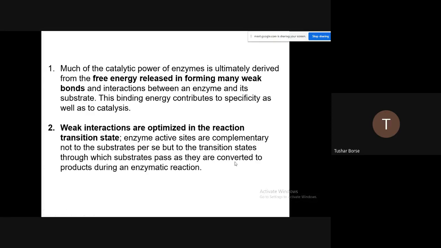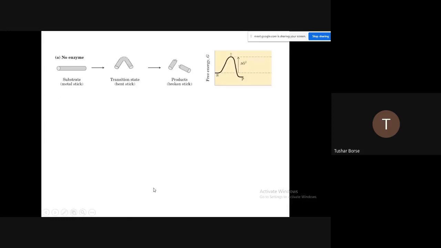Fine. So I think you'll come to know this when I show you the diagram now. So these two statements are also important here. If you are supposed to write an answer, these two statements should come in your answer. That is what I am emphasizing here. Fine. So just look at this diagram. It's given in Lehninger. You can refer to it and understand it.